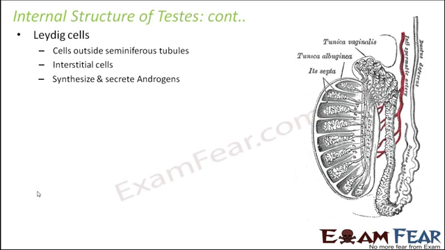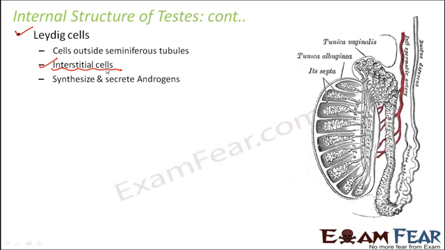Next are the Leydig cells. Now what are Leydig cells? These are those cells which are present outside the seminiferous tubule. So here if you see, these coiled structures are the seminiferous tubules. But even outside the seminiferous tubules, there are some spaces in between, right? Those spaces are called the interstitial spaces, and there are cells which are present in those interstitial spaces, and they are called interstitial cells or Leydig cells. So both the names are used interchangeably, whether interstitial cells or Leydig cells.